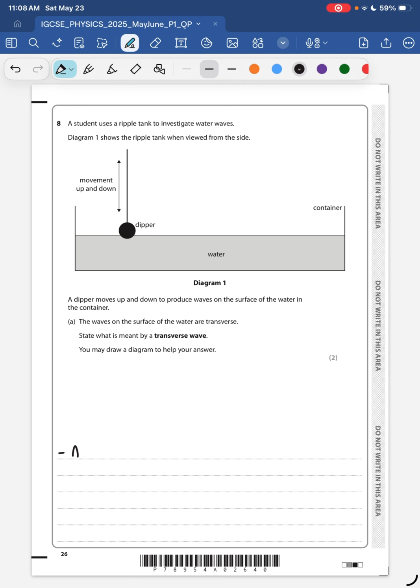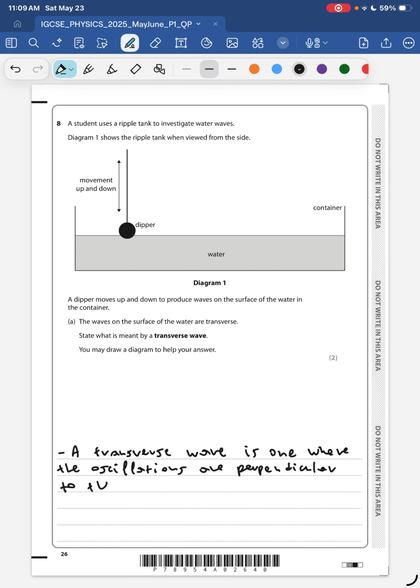You may draw a diagram to help your answer. So, a transverse wave is one where the oscillations are perpendicular to the direction the wave travels.